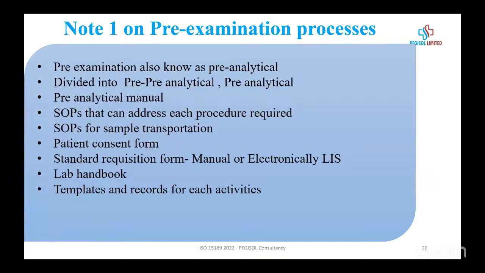Now, look at some notes as it concerns the pre-examination process. Pre-examination is also known as the pre-analytical phase. You should have a pre-analytical manual, with SOPs that address each procedure required. SOP for sample transportation. You should have a patient consent form and a standard requisition form. It could be manual, it could be electronic. A lab handbook, templates and records for each activity at the pre-examination phase. Does that make sense?